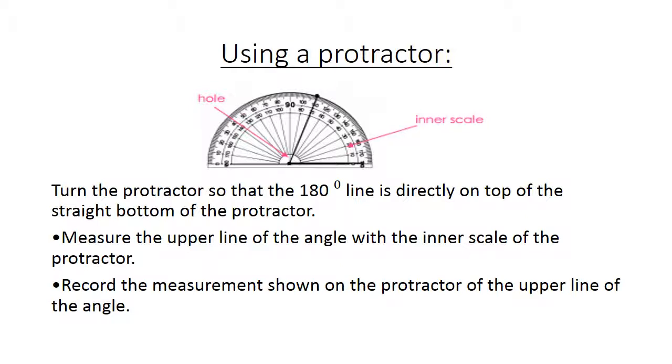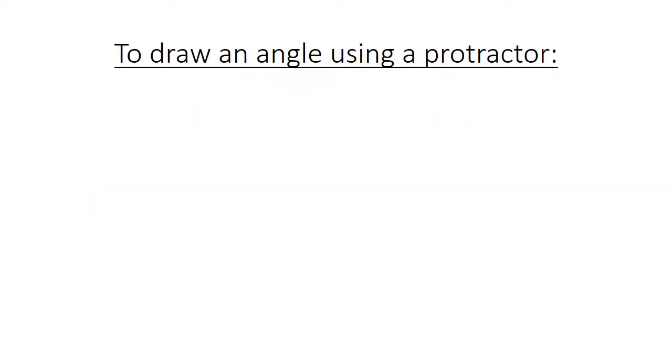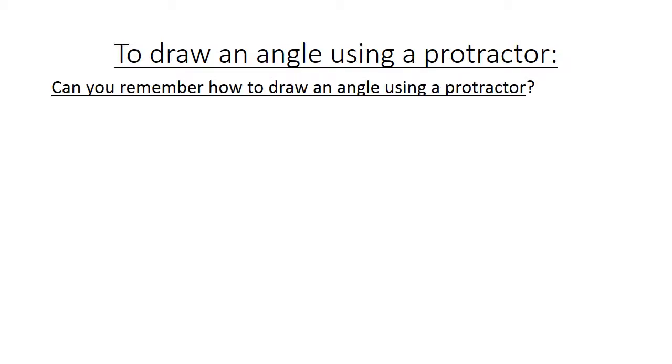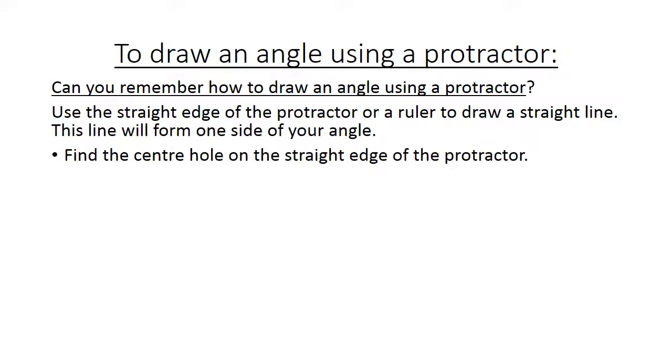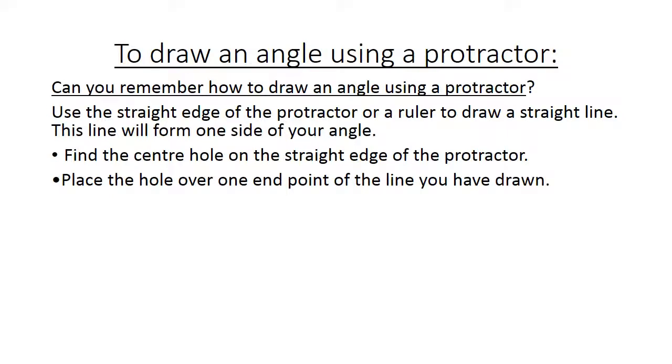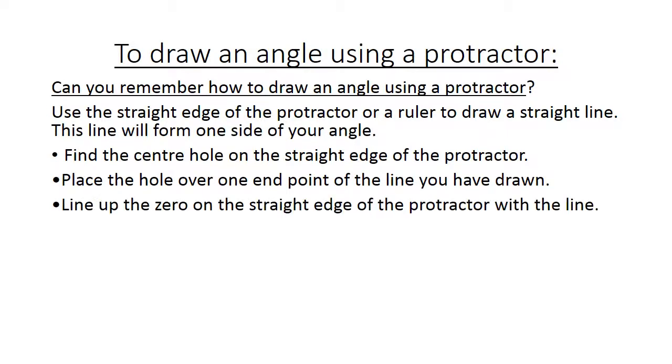Of the upper line of the angle. To draw an angle using a protractor, can you remember how to draw an angle using a protractor? You use the straight edge of the protractor or a ruler to draw a straight line. This line will form one side of your angle. Then you find a center hole on the straight edge of your protractor. You place the hole over one end point of the line you have drawn.